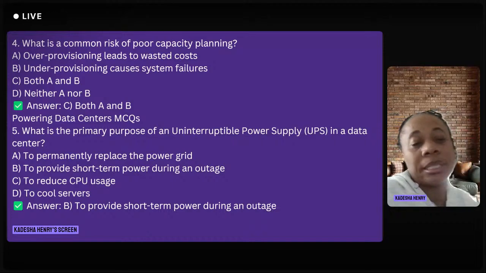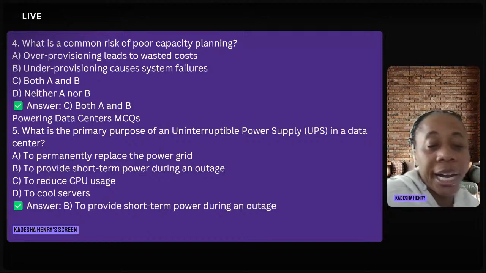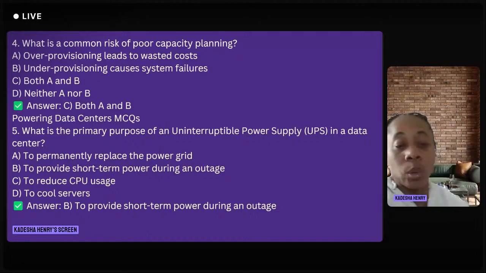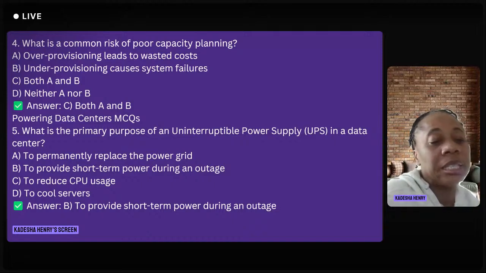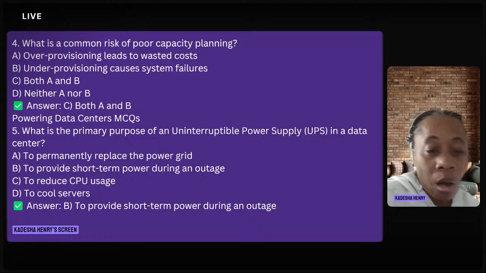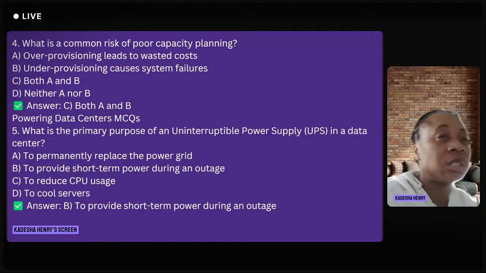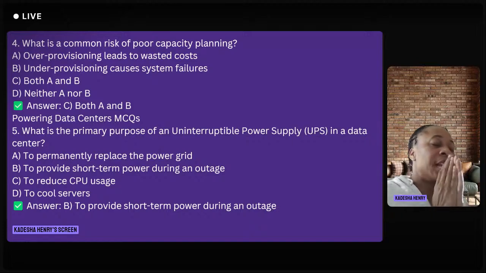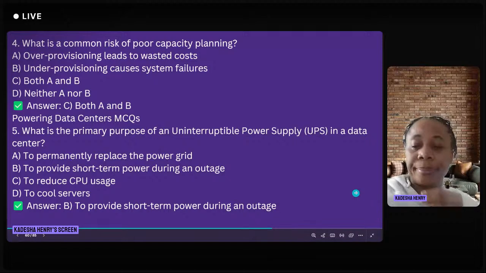A, to prematurely replace the power grid. B, to provide short-term power during an outage. C, to reduce the CPU usage. D, to cool servers. And the purpose we know of the uninterrupted power supply is to provide short-term power during an outage. And remember that this is what keeps the system running, okay?